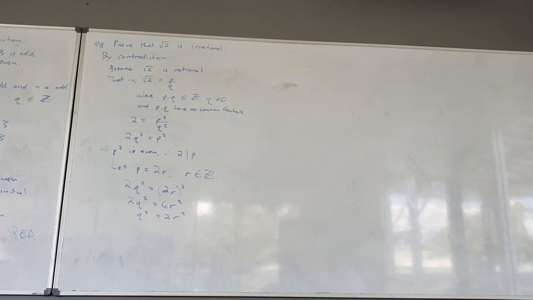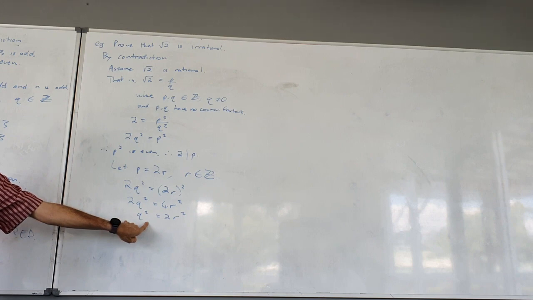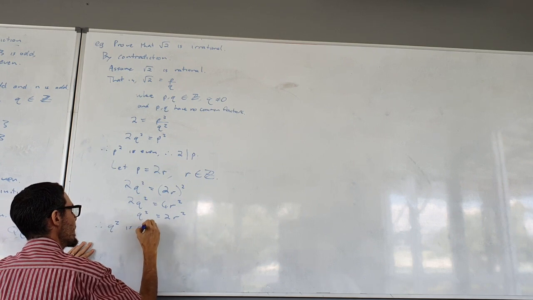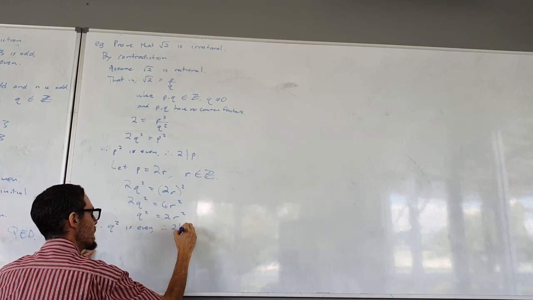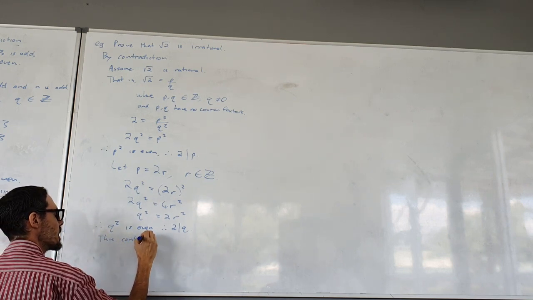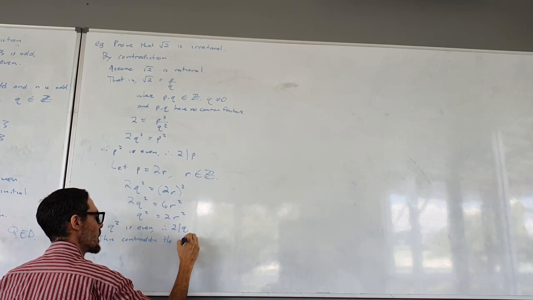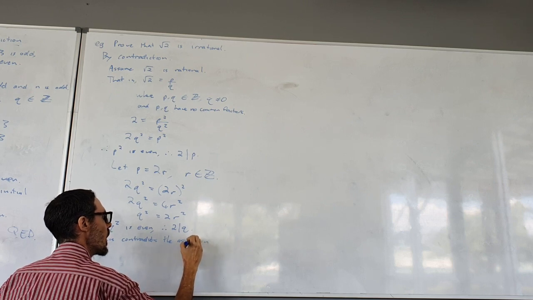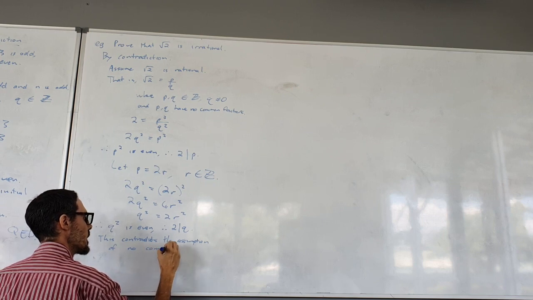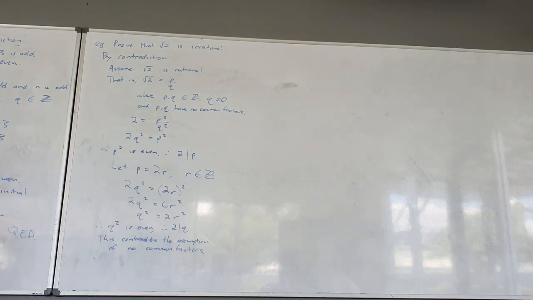Wait a minute. If this side's even, this side has to be even. Therefore, q squared is even, therefore 2 divides q. This contradicts the assumption of no common factors, because I've just shown that 2 divides p and 2 divides q, therefore they had a common factor.